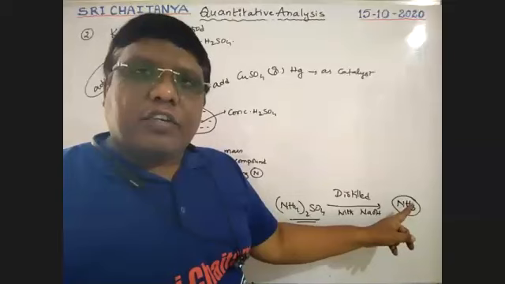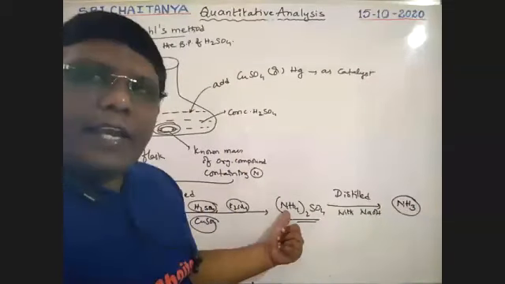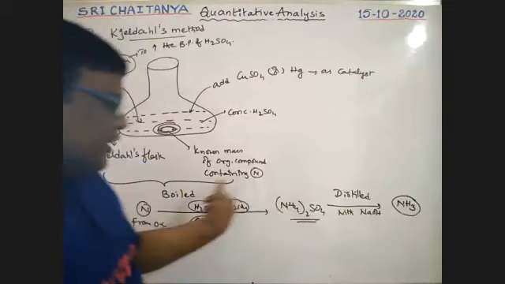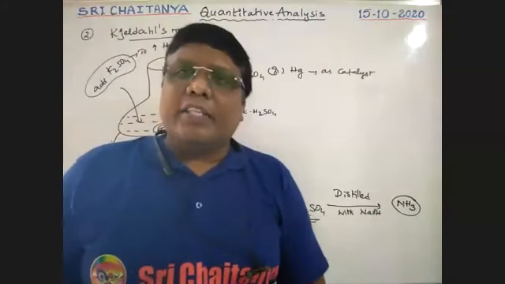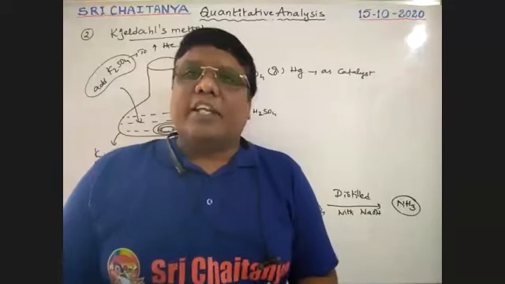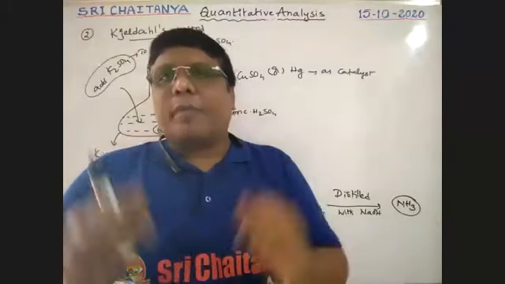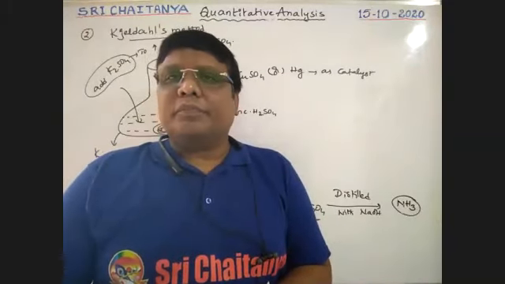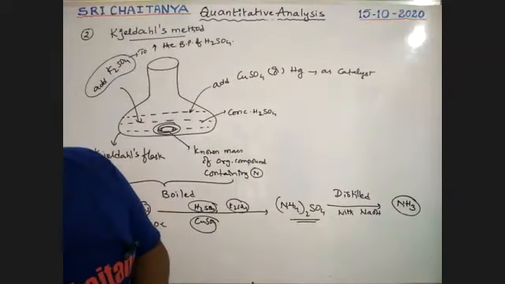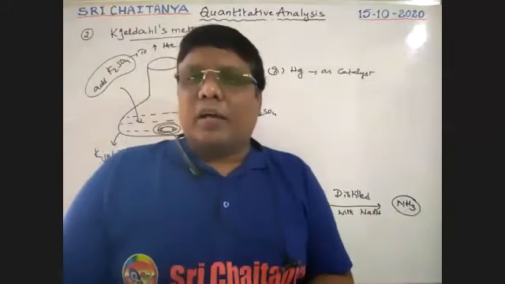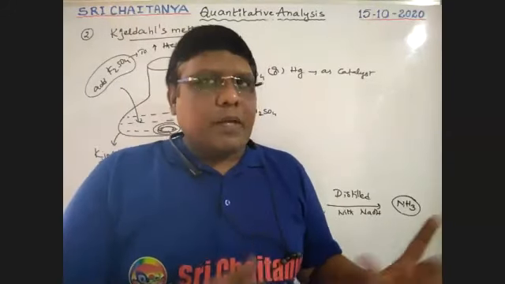The percentage of nitrogen in ammonia is equal to the percentage of nitrogen here. That means directly the percentage of nitrogen present in ammonia is equal to the percentage of nitrogen present in your organic compound. It is the experiment. Okay, so now see what is the method, what is the formula used to find out this percentage of nitrogen.